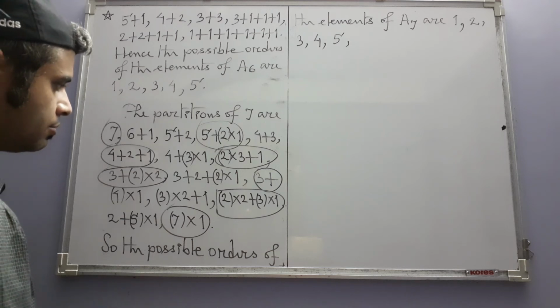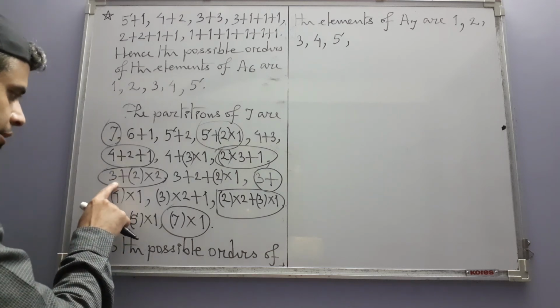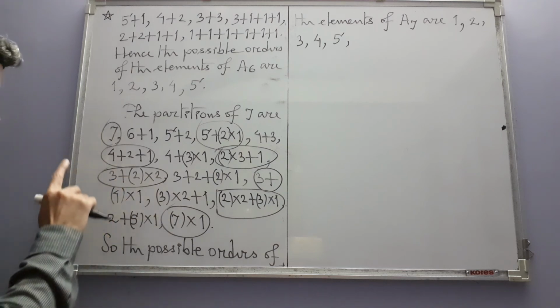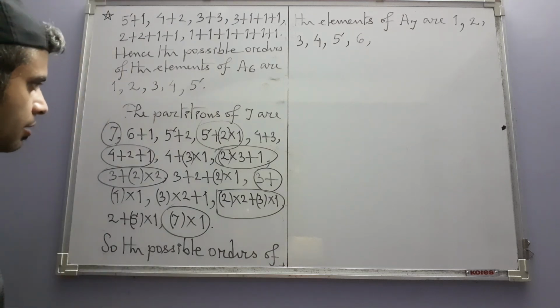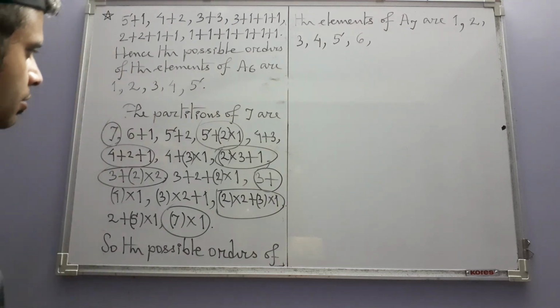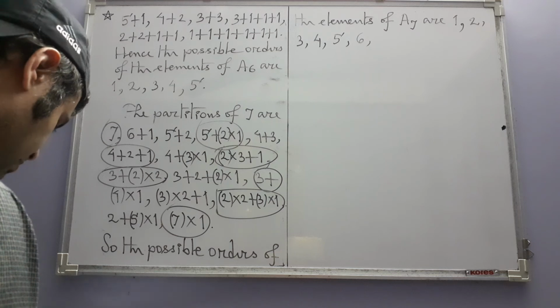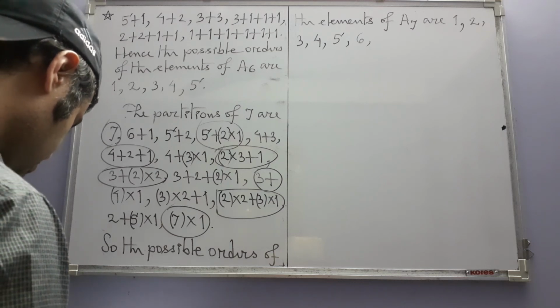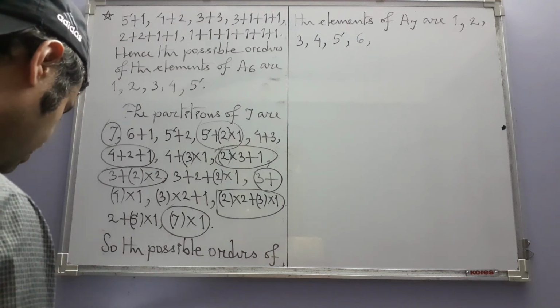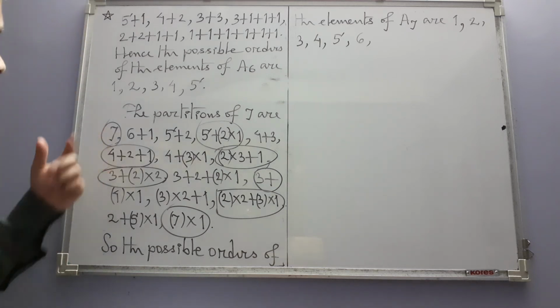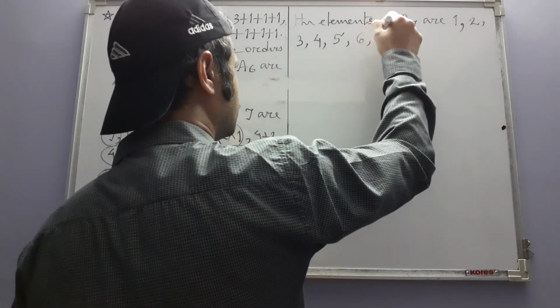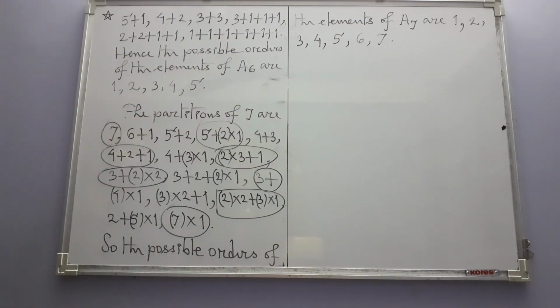3 and 2, 2 twos and a 3. So LCM of 3 and 2 and 2 is 6, and I think that's it. We should have a 7 also. Oh, 7 means this 7 cycle will have order 7. So these are the possible orders for the elements in the alternating group of degree 7.